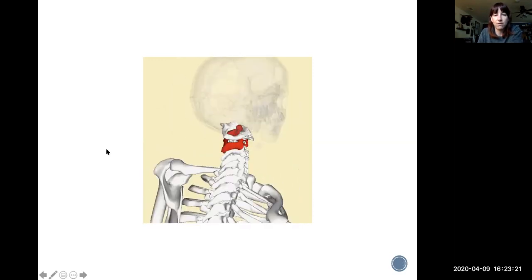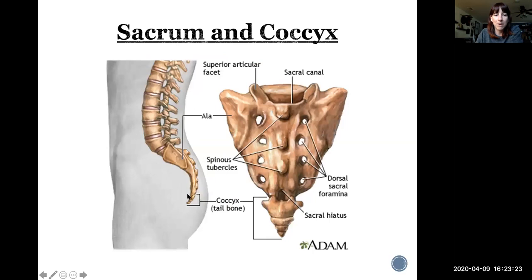Okay, I'm going to move on. Let's talk about the base of your spinal column, the sacrum. Again, 5 fused vertebrae, and 4 fused for the coccyx, which is your tailbone down at the very bottom here. And this is where your left hip bone, or side of your pelvis, is going to articulate with the sacrum there. And then you've got another facet on this side as well.